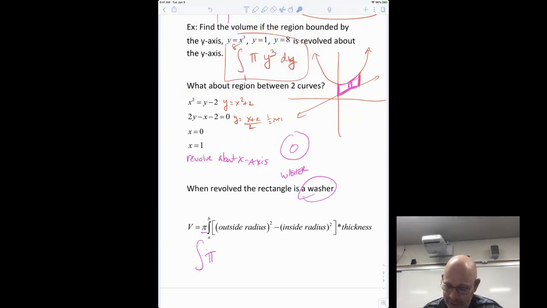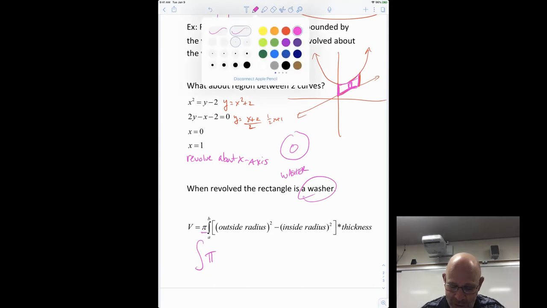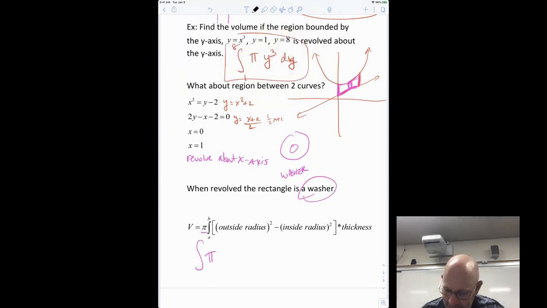Watch my little laser here. The outside radius goes from here, see the little red laser, I hope you can see it, to there. That's the outside radius. I could draw that in a color for you. Maybe I'll just draw it in black. That's the outside radius. How long is that?